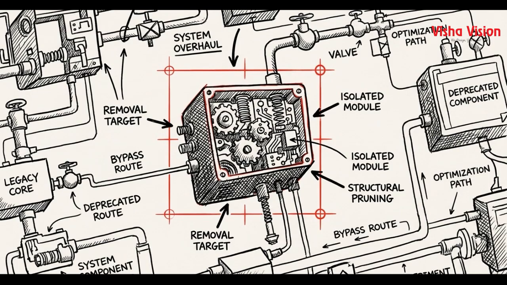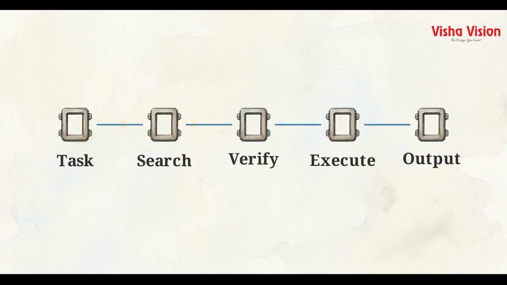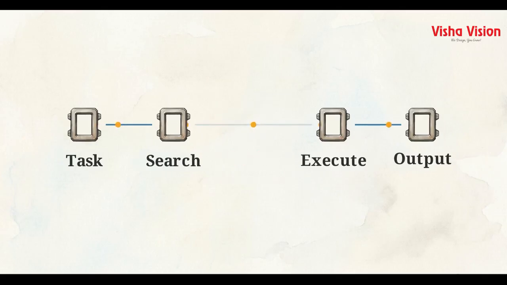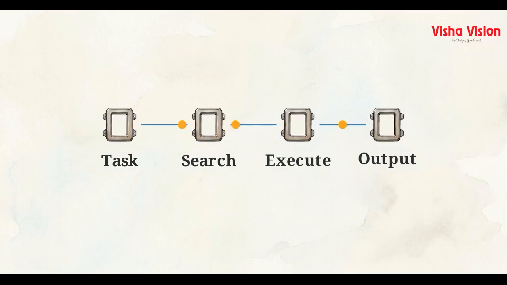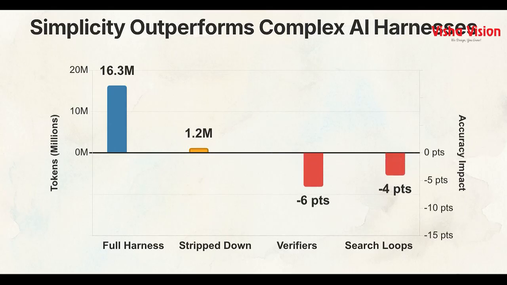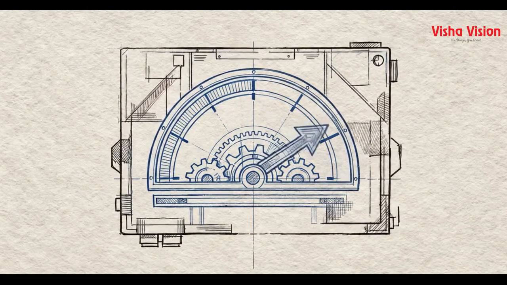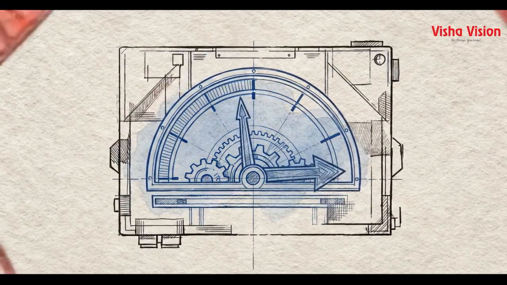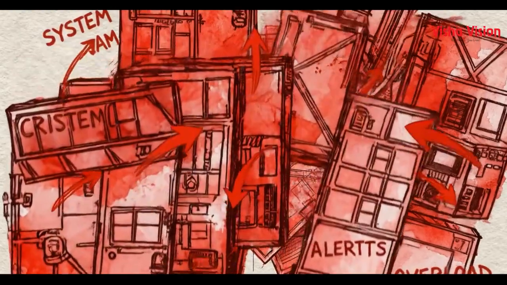To find out why the simplified version worked better, the researchers used ablation, which involves removing specific modules to measure their impact on the whole. On SWE Bench, the full harness required 16 million tokens. A stripped-down version achieved the same 75% accuracy, using only 1.2 million tokens. The data showed hand-engineered verifiers and search loops were detrimental. Removing them improved performance by over 8 points. This suggests that adding significantly more verification and structure often interrupts a model's reasoning and increases compute waste.